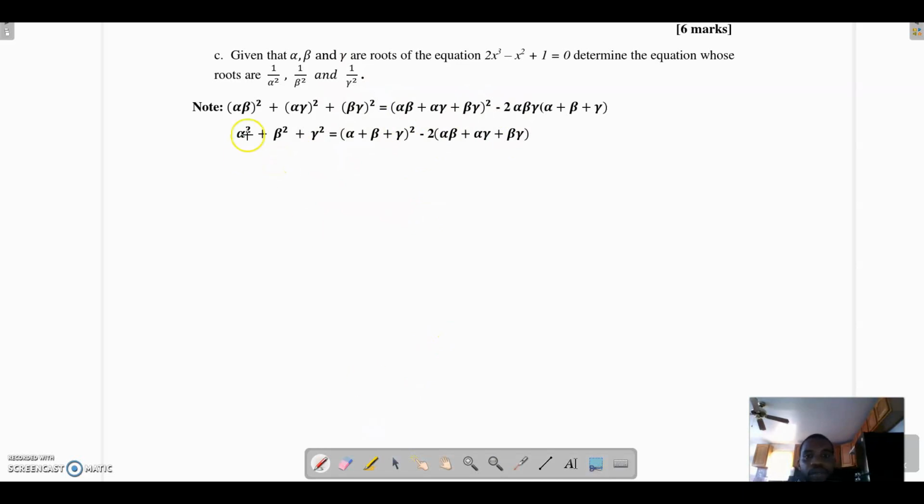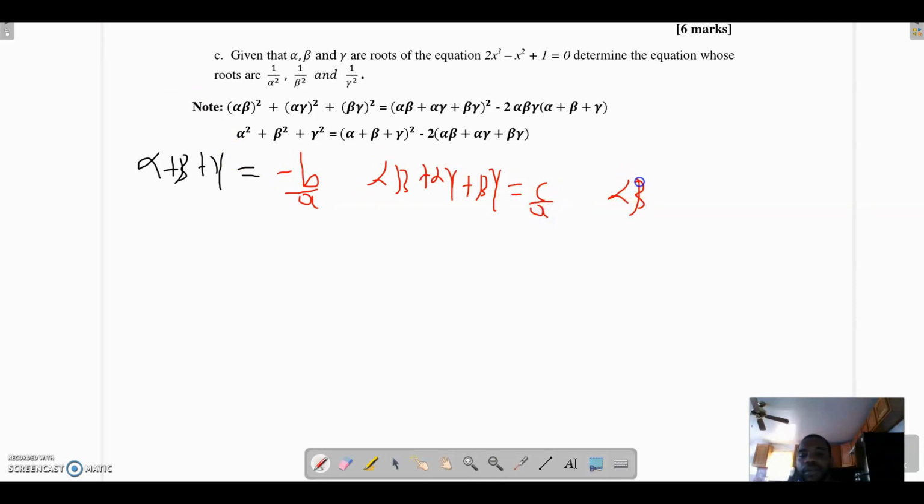The first thing I want to do is to start by writing down the important information that I will need, which is alpha plus beta plus gamma, which is equal to negative b over a. Alpha beta plus alpha gamma plus beta gamma, which is equal to C over A, and alpha beta gamma, which is equal to minus D over A. Alright, so we have the sum of roots, the sum of product of roots pairwise, and the product of roots.